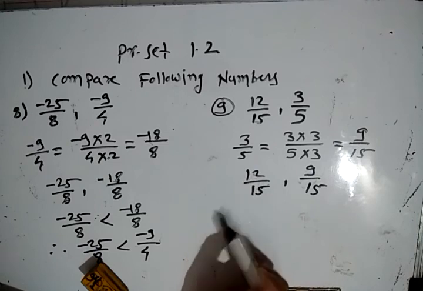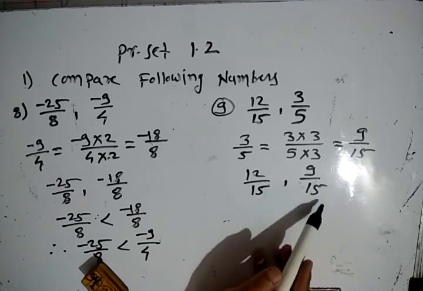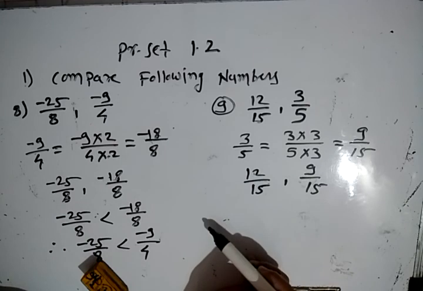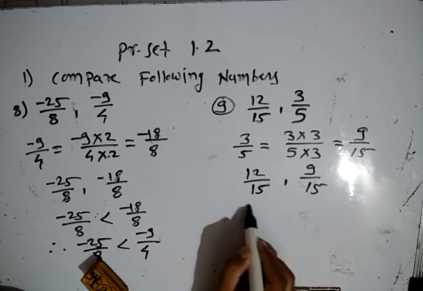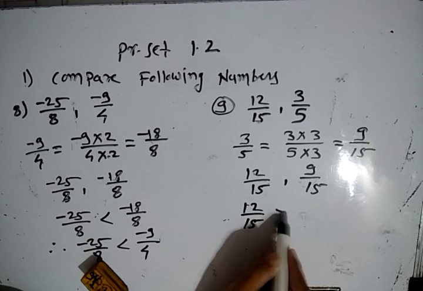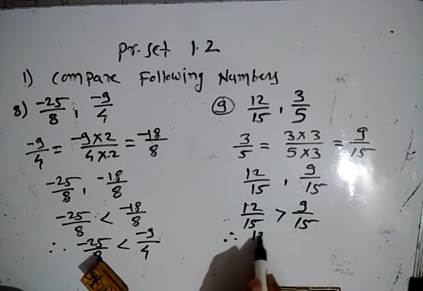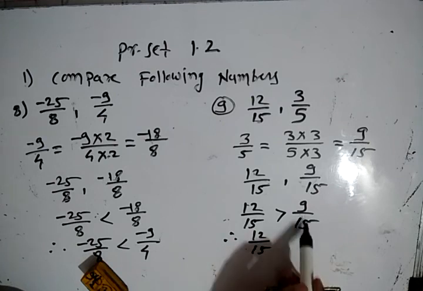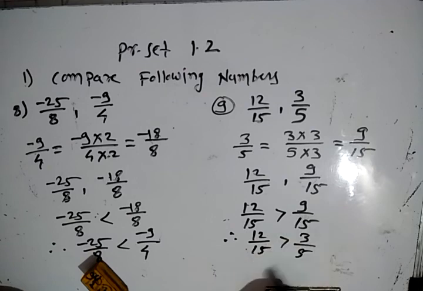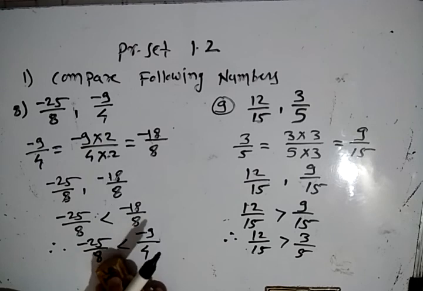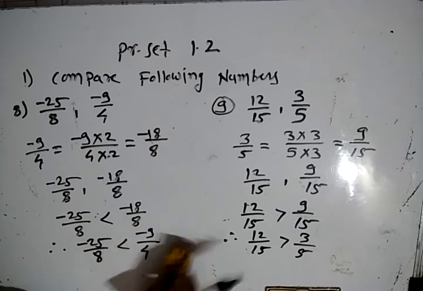the greater, the 12, the numerator, and here 9 is the numerator. Compare the numerators, therefore we can write 12 upon 15 is greater than 9 upon 15. Therefore lastly, instead of 9 upon 15 we can write 3 upon 5. So 12 upon 15 is greater than 3 upon 5. Problem number 10.